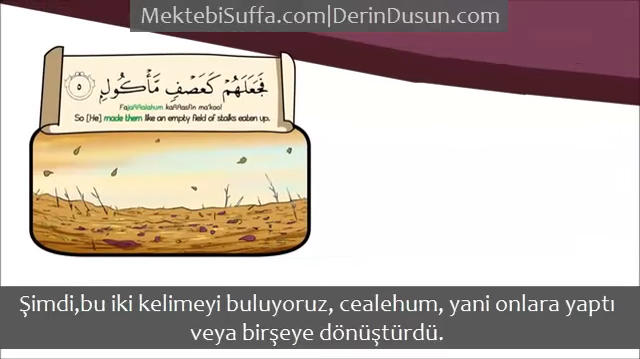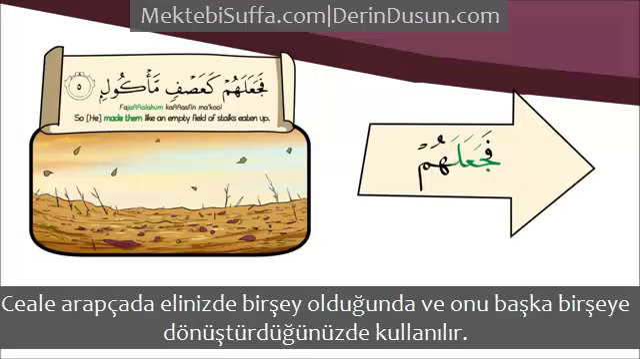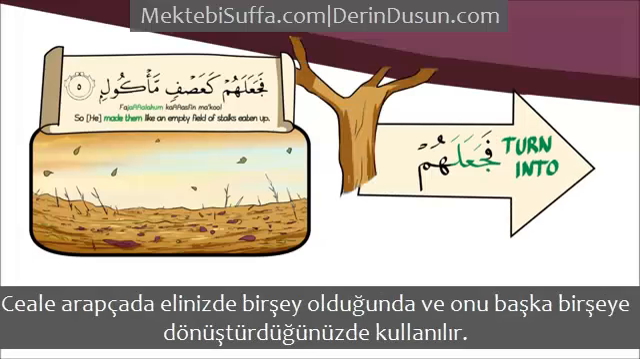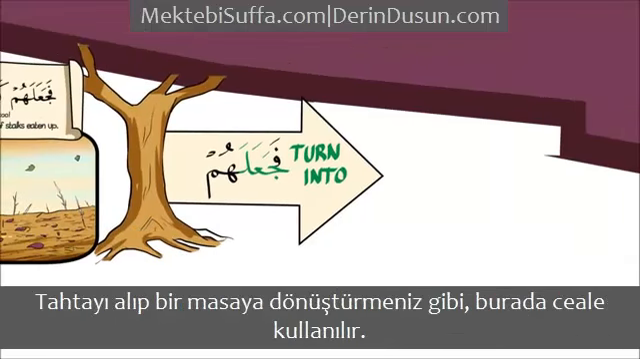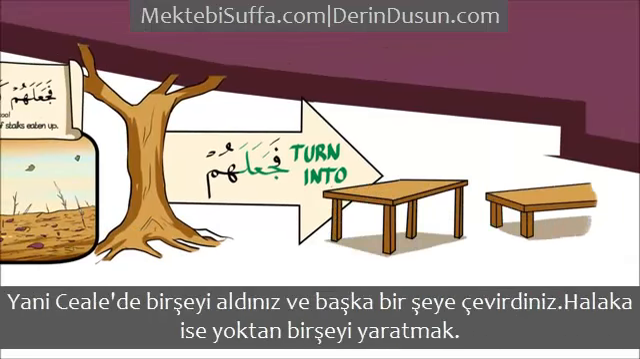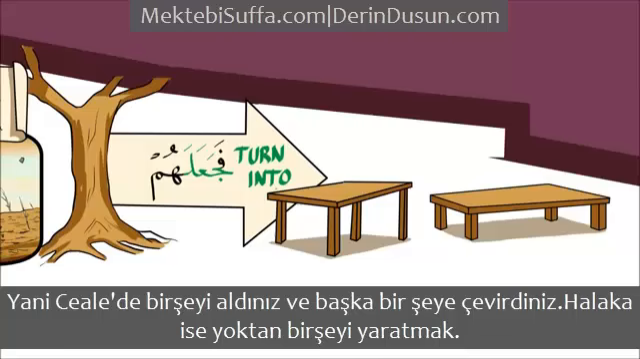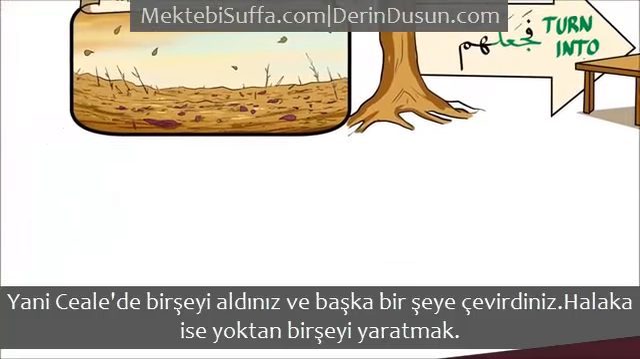Then we find these two words, asfin, faja'alahum: then He made them, He transformed them. Ja'ala in Arabic is used when you have something and you turn it into something else. Like you can take wood and turn it into a table, ja'ala. Not khalaqa. Khalaqa means you created it out of nothing. But ja'ala, you took something and you made it something else.